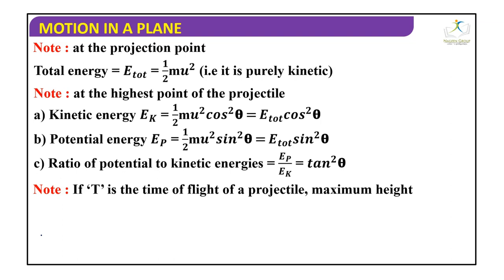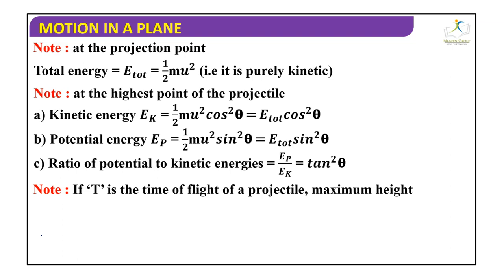So at the projection point, in the complete study, the energy will be purely kinetic. During the projection at the highest point, kinetic energy becomes Ek = 1/2 mu² cos²θ. So E total will be E total cos²θ. Potential energy will be E total sin²θ, and the ratio will be tan²θ.